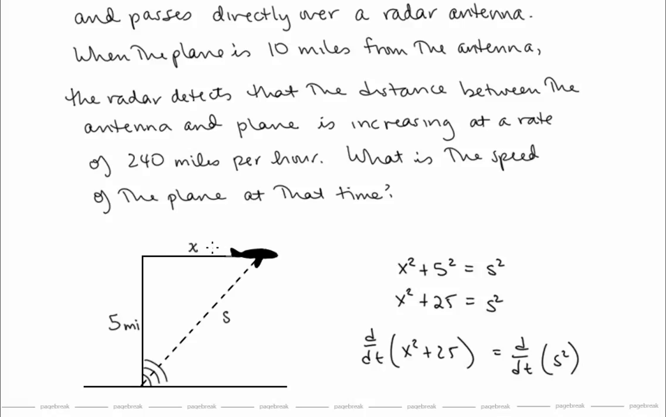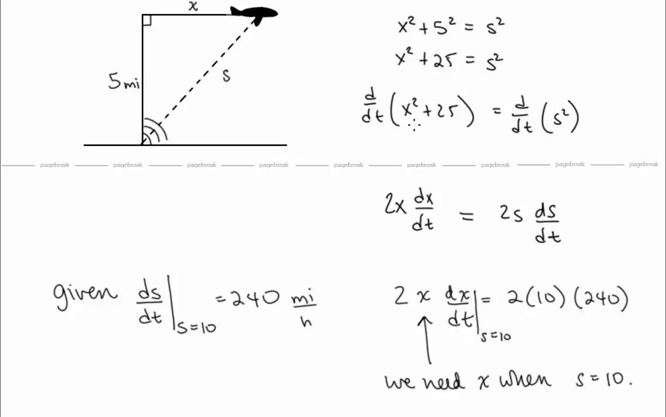So the first thing we do is set up this image, and we realize that this side of our triangle is going to be constant because the plane is flying at a constant altitude of 5 miles. But the horizontal distance here, x, changes, and the distance from the antenna to the plane also changes. So they get variable names, x and s. And we need an equation that relates x and s. So we recognize that this is a right triangle, and we're using the Pythagorean theorem here. x squared plus 5 squared is equal to s squared. So x squared plus 25 is equal to s squared. And we take the derivative of both sides of this equation with respect to time. So we get 2x dx/dt plus 0 is equal to 2s ds/dt.